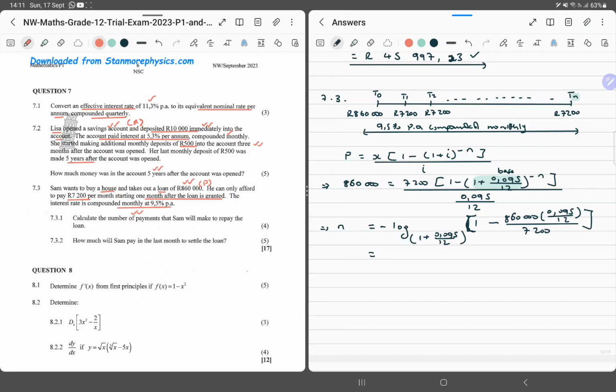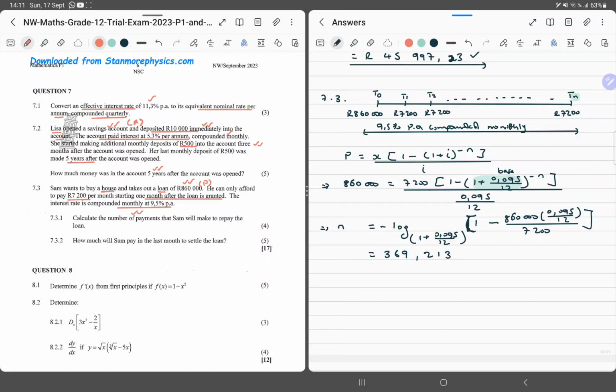Okay, divided by 7,200. Okay, so now what I'm getting here is 369.2123. Again, this is a bit of a situation. So now this will multiply by a month, okay?